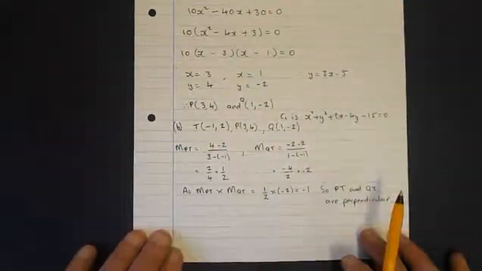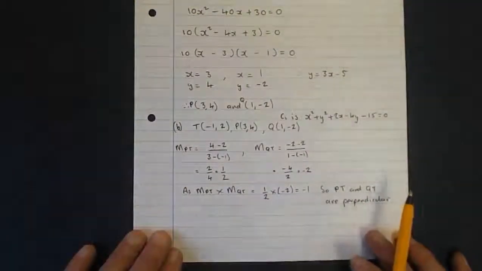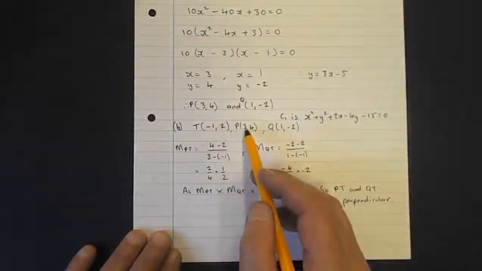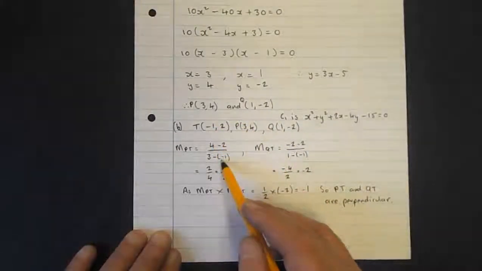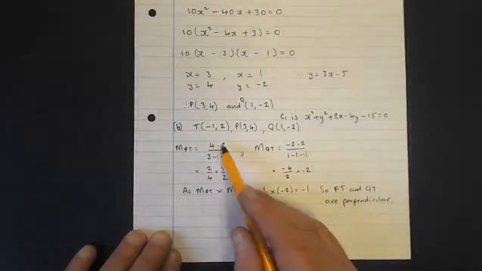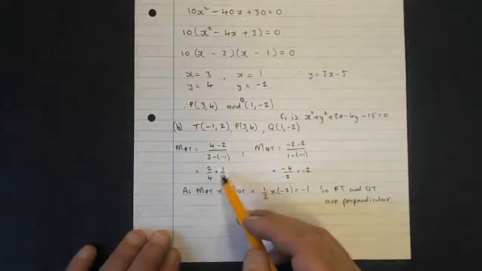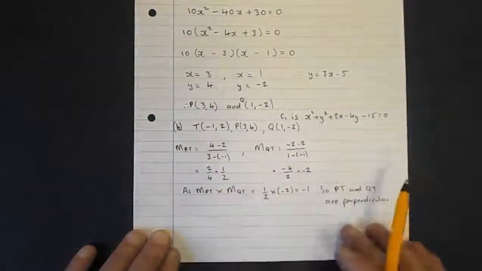So let's get the gradient from P to T. 4 take 2 over 3 take minus 1. 4 take 2 is 2. 3 add 1 gives you 4. That gives you a half. So the gradient from P to T is a half.